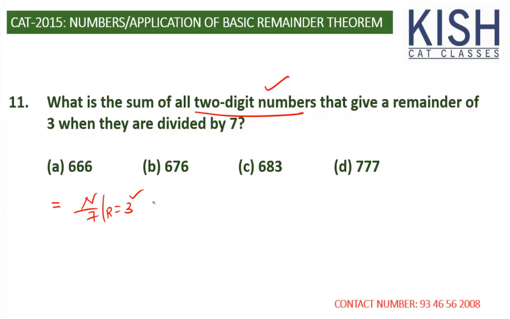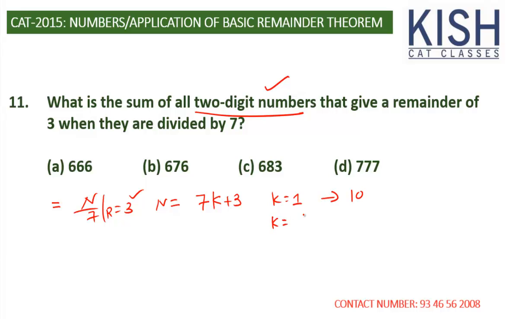Now, if the remainder is 3, n is of the format divisor into constant plus 3. Absolutely. Now, if k equals 0, then the remainder becomes 3. So, k has to be a minimum of 1. If k equals 1, then the number is going to be 10.